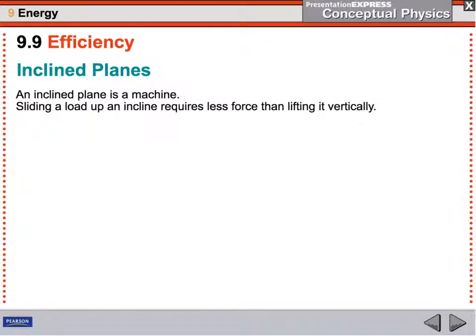Inclined planes. An inclined plane is a machine also. Sliding a load up an inclined plane requires less force than lifting it vertically. This is something to remember if you ever try to move something. Picking it up and moving it is harder than just sliding it up an incline.